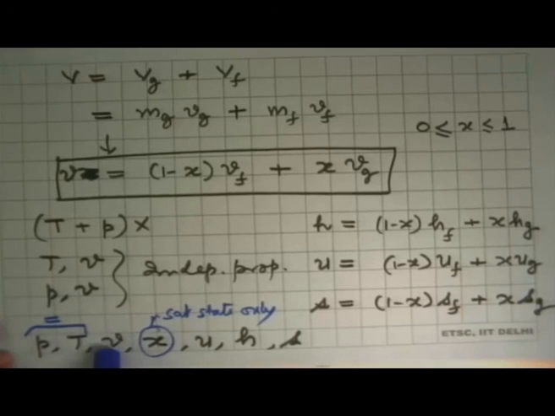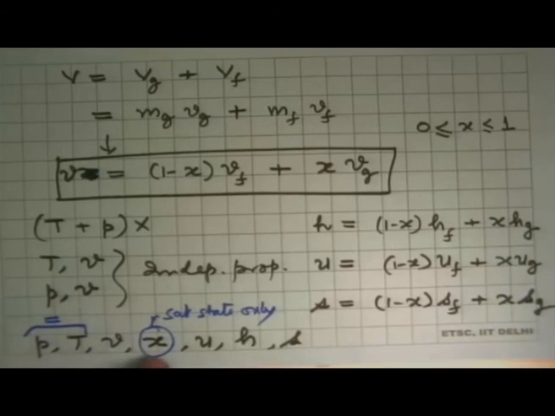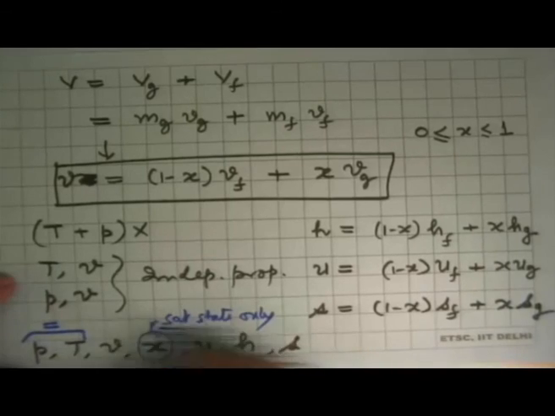V and X is okay, X and H is okay, X and S is also okay. These are all independent properties. But then X is only for saturated state. Let me say that again.